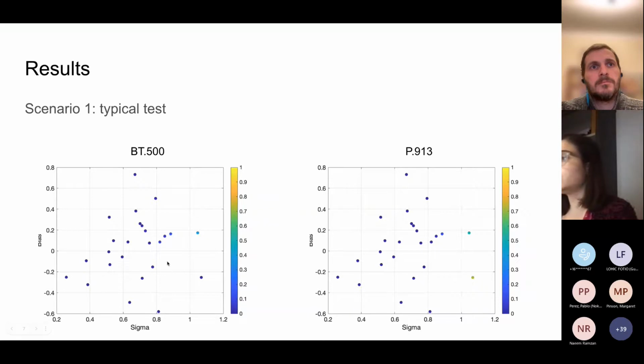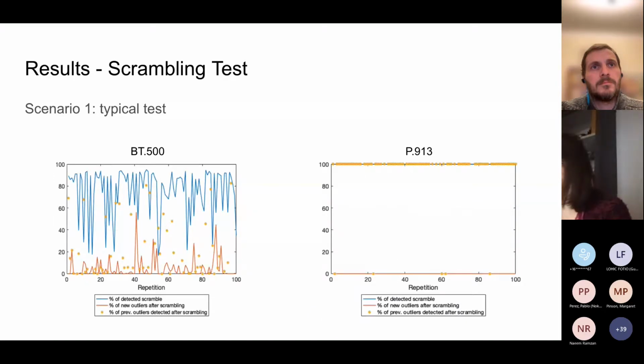While for BT500, we see that the probability of being detected as an outlier is generally low, around less than 0.4. And it doesn't show any real trend against bias or sigma. And then here we go to the results on the scrambling, which is the interesting part in our opinion.